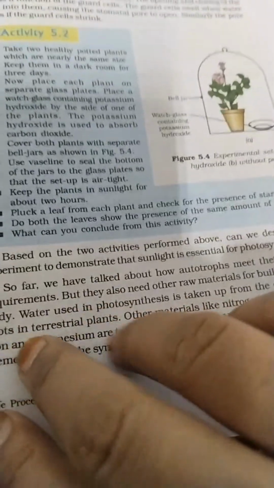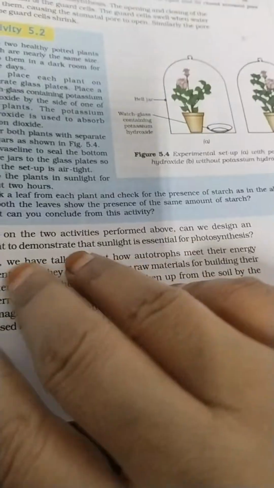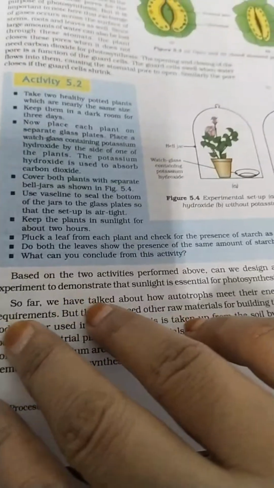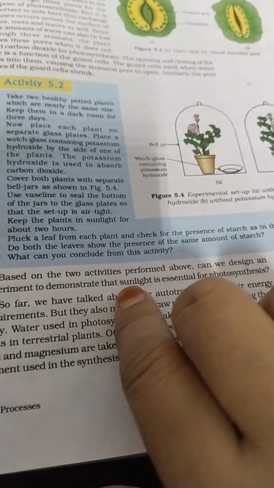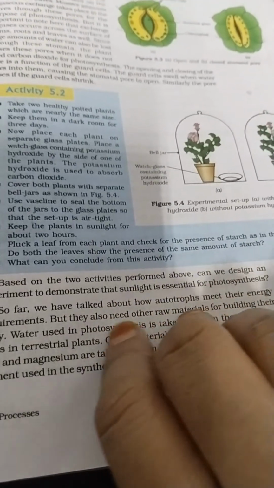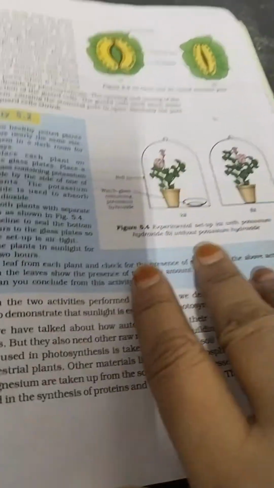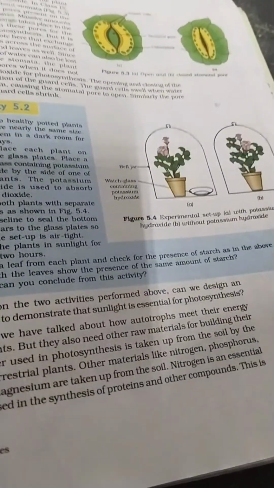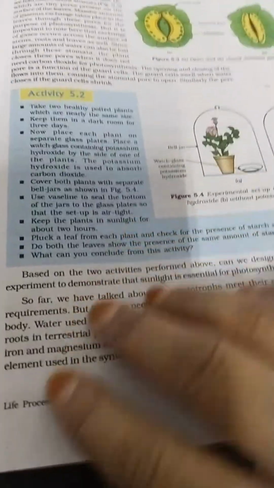Based on the two activities performed above, can we design an experiment to demonstrate that sunlight is essential for photosynthesis? See, here we have placed one of the activities which is not required.